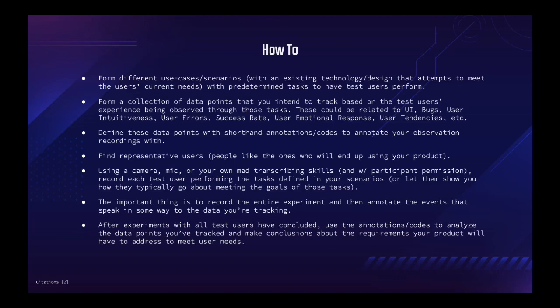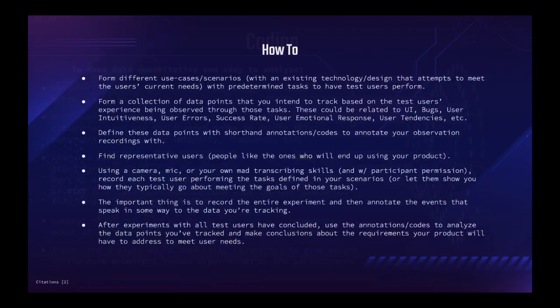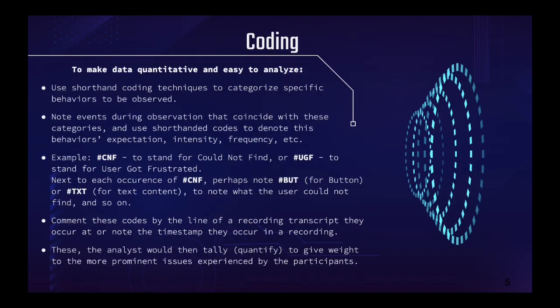After experiments with all test users have concluded, use the annotation code to analyze the data points you've tracked, and this will help the user to have a better experience with your product. Coding is a way to annotate and take notes during observation experiments. This allows the analyst to gather data points quickly without missing other behaviors exhibited by the participants.